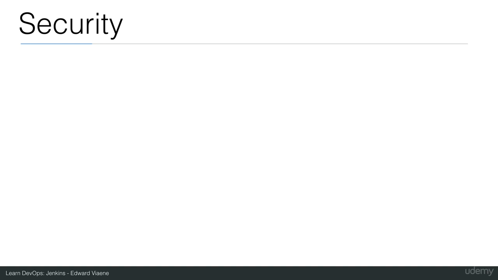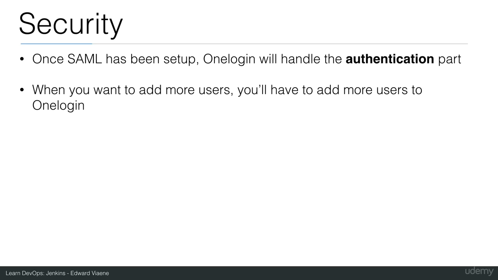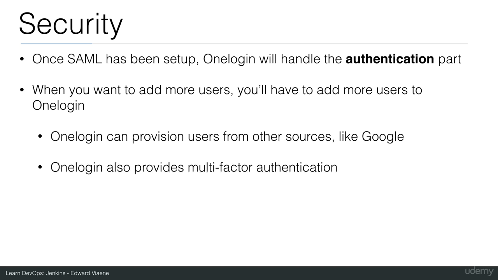I'm going to use OneLogin as a directory service, and then we're going to use SAML to link it. So once SAML has been set up, OneLogin will handle the authentication part. When you then want to add more users, you will have to add more users to OneLogin. OneLogin can provision users from other sources like Google, like other directory services. So you don't always have to make users manually in OneLogin. You can still import them from somewhere else.